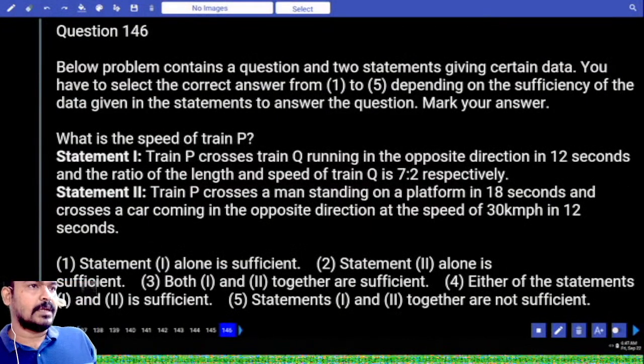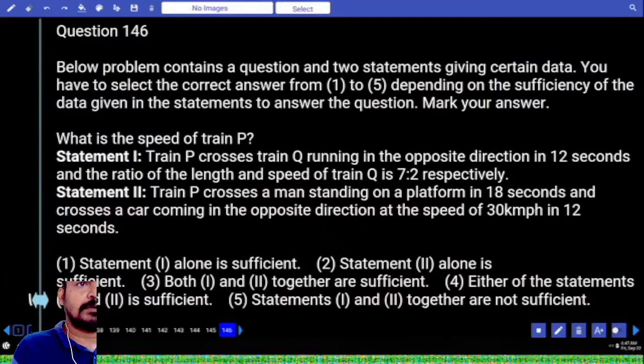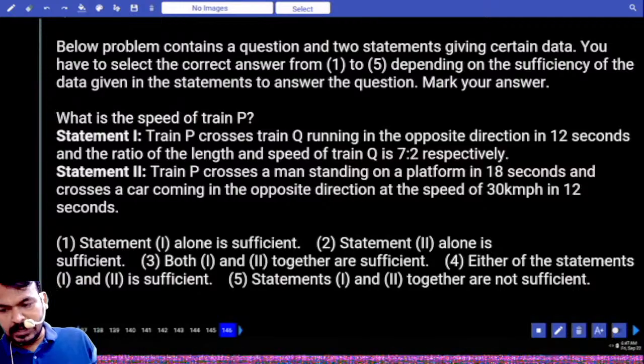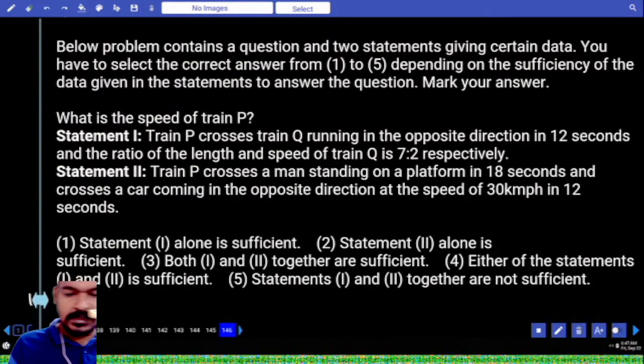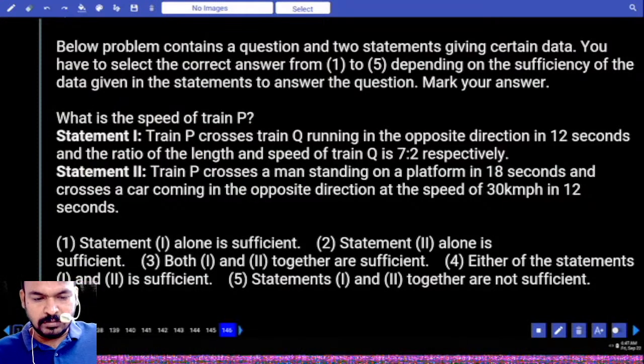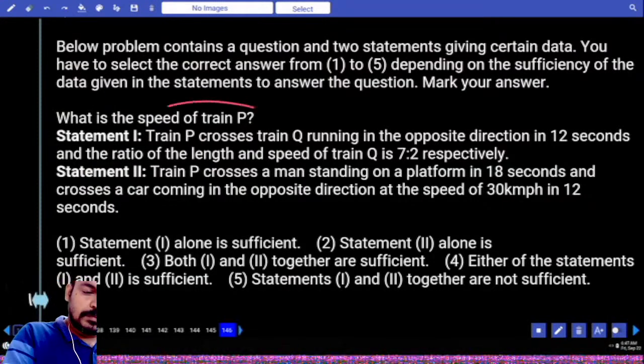What is the speed of the train P? We required which one? Speed of the train P. What is the first statement? The train P crosses a train Q running in the opposite direction in 12 seconds. The ratio of the length and speed of the train Q is 7:2. Here we required the speed of the train P.